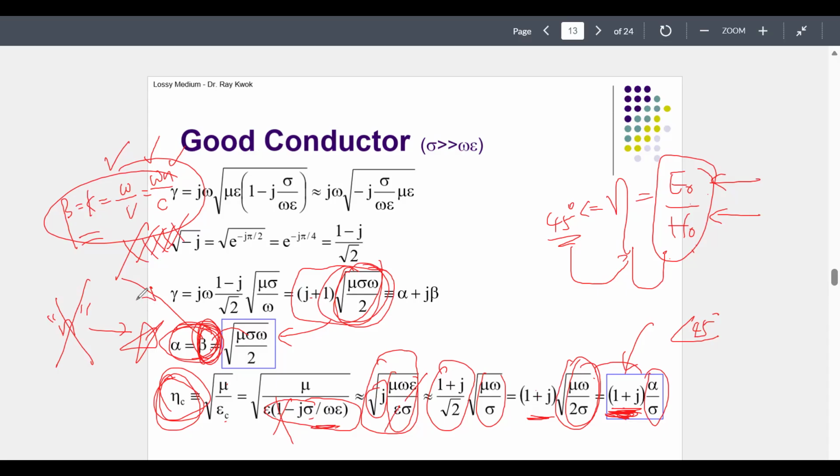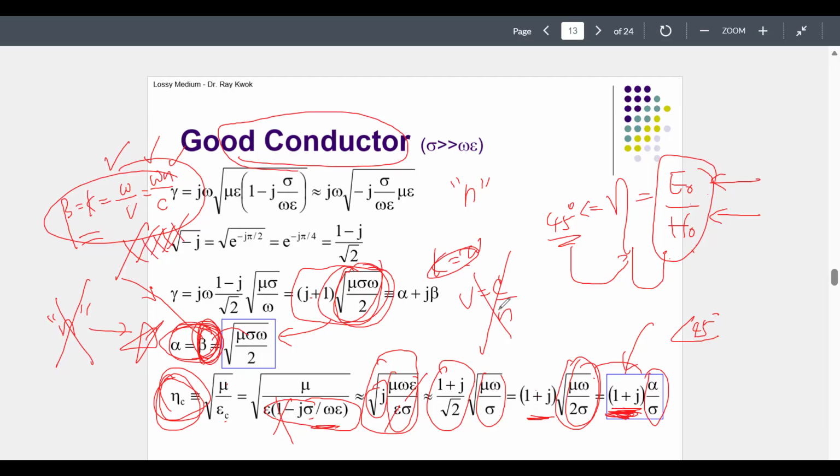So can you remember that? Let me rephrase this one more time. Once you know you're dealing with good conductor, do not use any equation that has an N in it, that has an index of refraction in it. Do not use it. I don't care what equation you have. Velocity is C over N? Nope, you cannot do that. Okay.